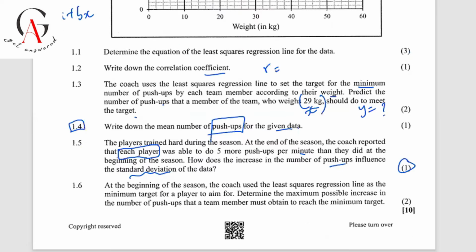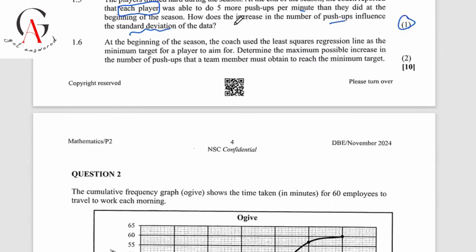All right, then 1.6. At the beginning of the season, the coach used the least square regression line as a minimum target for a player to aim for. Okay, in other words, there was a target that was set that for every player, that is what you must reach. Determine the maximum possible increase in the number of push-ups that a team member must obtain to reach the minimum target. Okay.